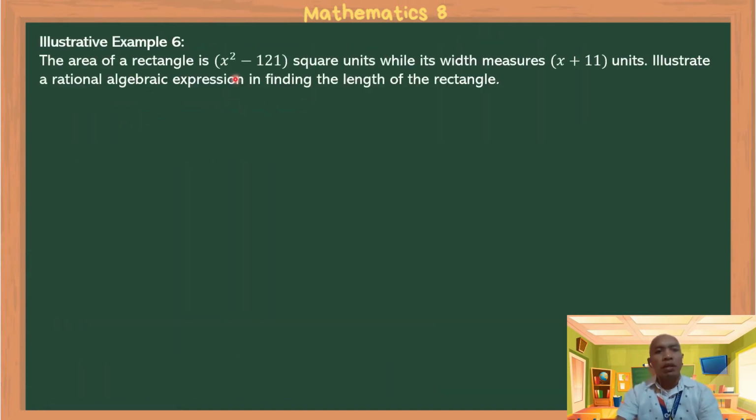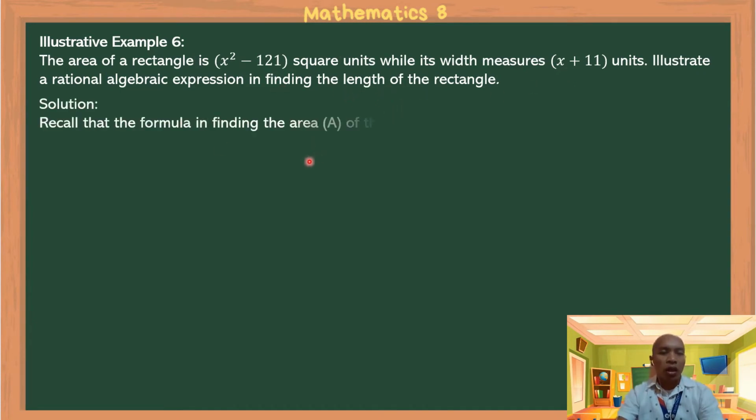So let's have another example of how we are going to apply the concept of rational algebraic expression in real life. Suppose the area of a rectangle is x squared minus 121 square units, while its width measures x plus 11 units. Illustrate a rational algebraic expression in finding the length of the rectangle. So in this given problem, the area of the rectangle is given, and the width is also given. So what is asked is the length of the rectangle.